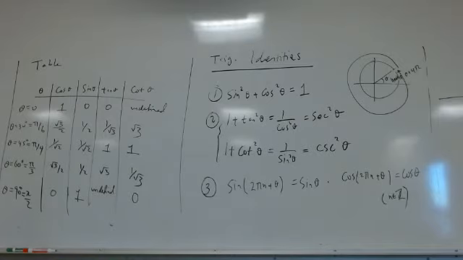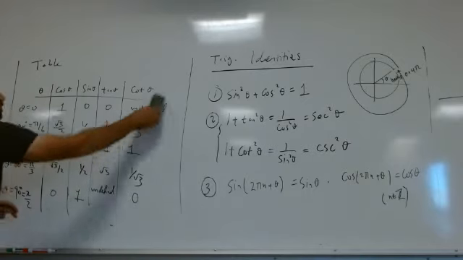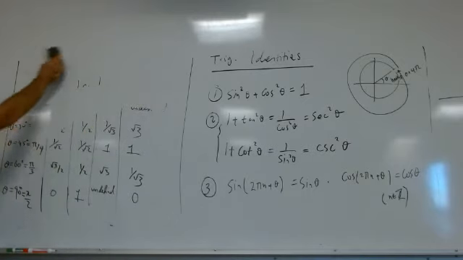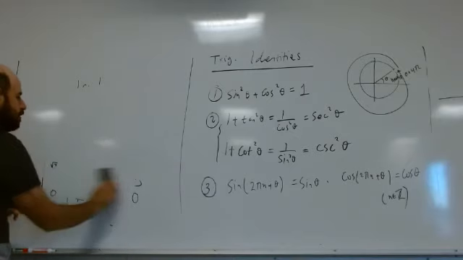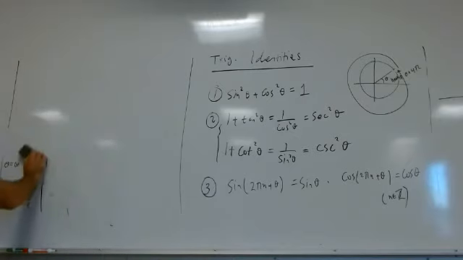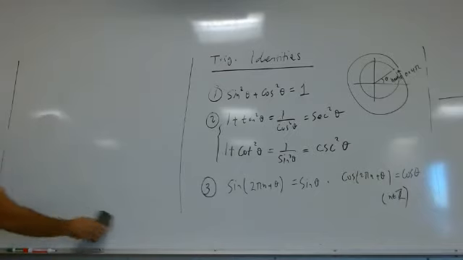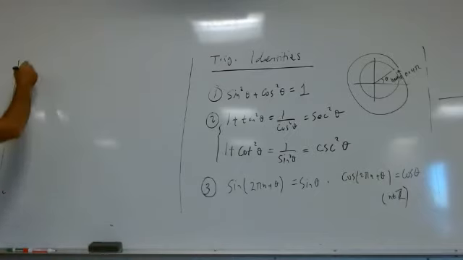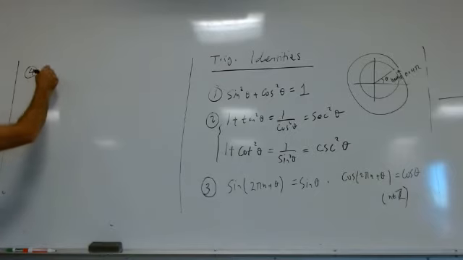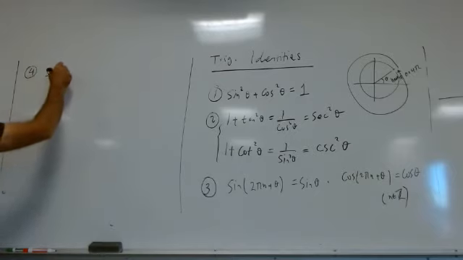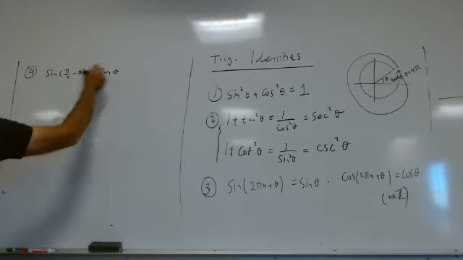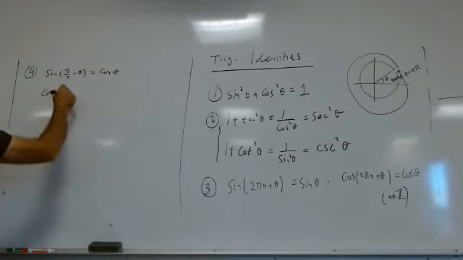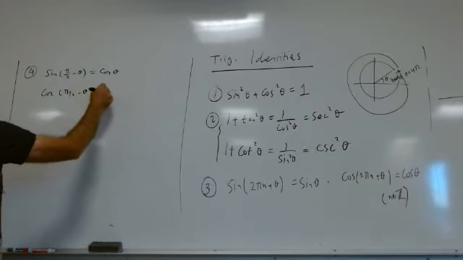Okay, so what other properties did you see in pre-calculus? So the fourth property, let's say sine of pi half minus theta is equal to cos theta. Cos of pi half minus theta equals sine theta.